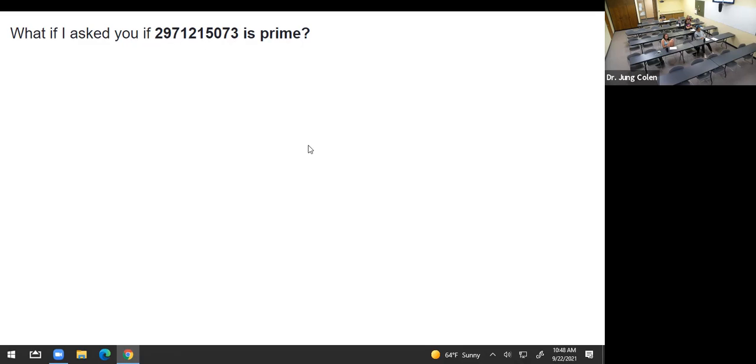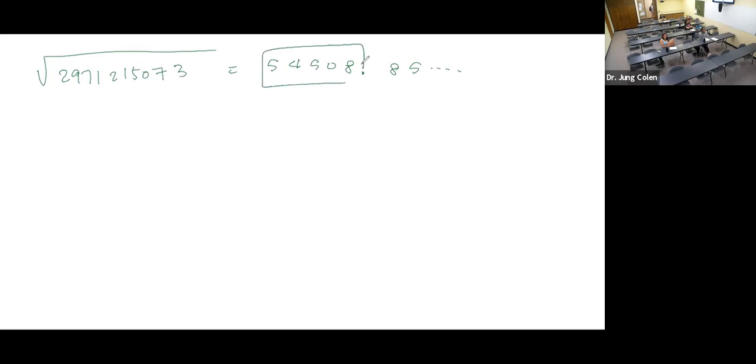If I take the square root of 2,971,215,073, I get 54,508.85, okay? So that's what I get. So where do we stop? We can stop at this point, 54,508. But do we have to check all of the composite numbers there?